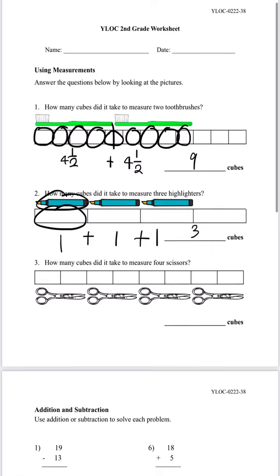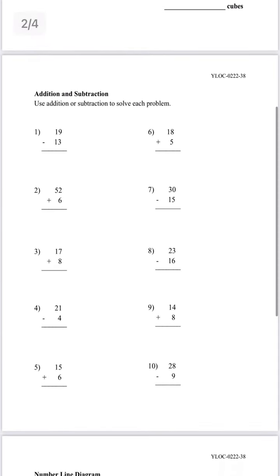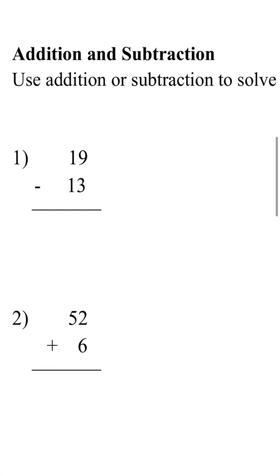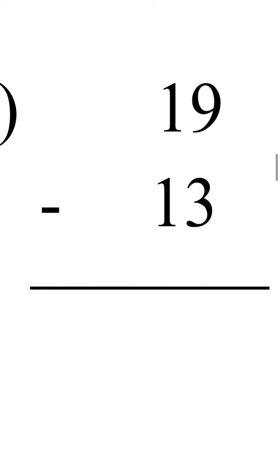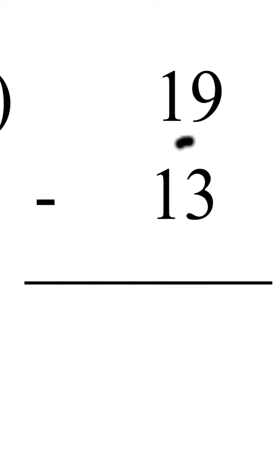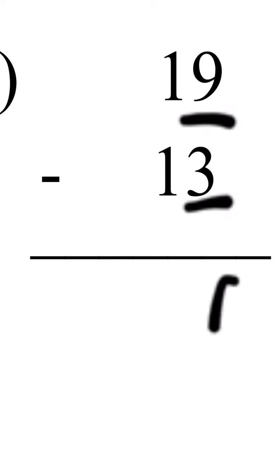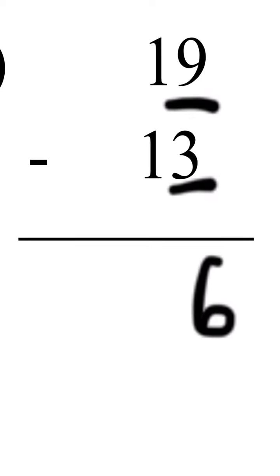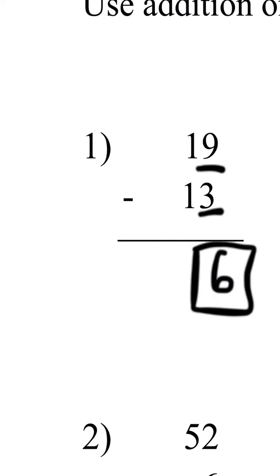Let's move on to the next page. For this page, we have addition and subtraction, and we are going to use addition or subtraction to solve each problem. Let's look at number 1. For number 1, it says 19 minus 13. So we need to always subtract the numbers that are on the ones place and then move on to the tens place. And 9 minus 3 is 6, and 1 minus 1 is 0. Therefore, 6 is the answer for number 1.